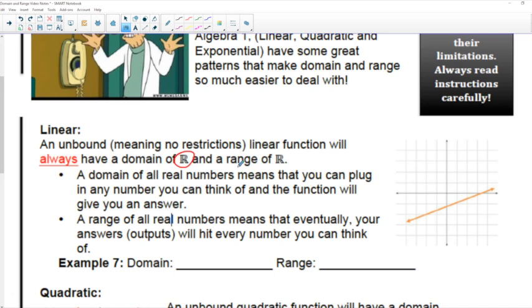A domain of all real numbers means you can plug in anything you want into that function and it will give you an answer. This is not true of every function. There are functions where if you plug in certain values, your calculator is going to give you an error. It won't work. But linear functions, you can plug in anything you want. A range of all real numbers means that if you think of enough numbers and you plug them all in, eventually you will hit every possible y value. You'll hit every number as an answer. So, this linear function, without even thinking, because it's got arrows on either end, I get to immediately say all real numbers, and move on.